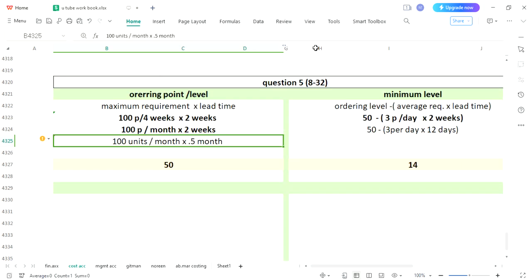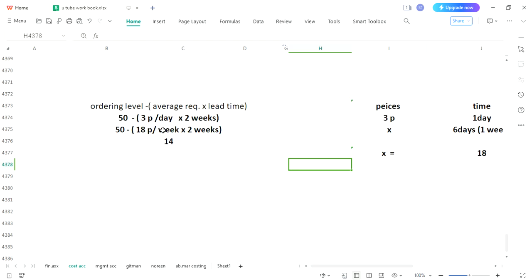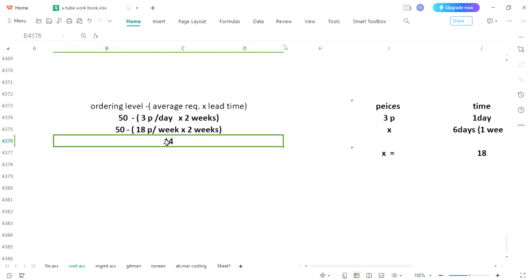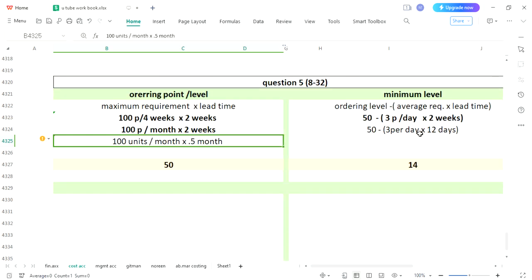And in the first option, you can see 14 you have calculated, and in the second option you have calculated 14 as well. So there were two ways. In the second option, what we have done, everything was changed into weeks. In the first option, you can see everything was changed into days, and answers are the same. So whatever option you choose, you will get the same answer.